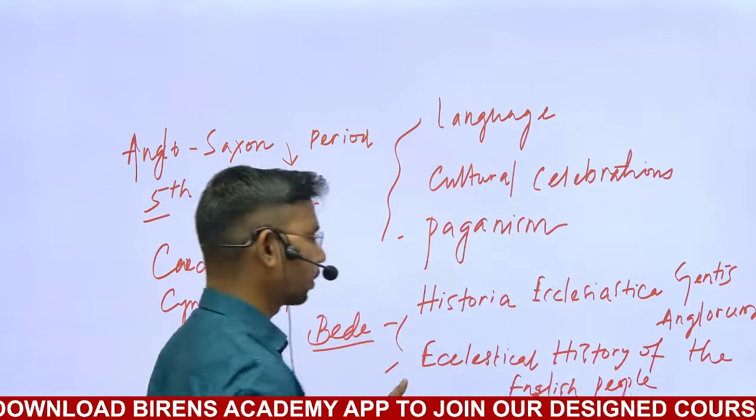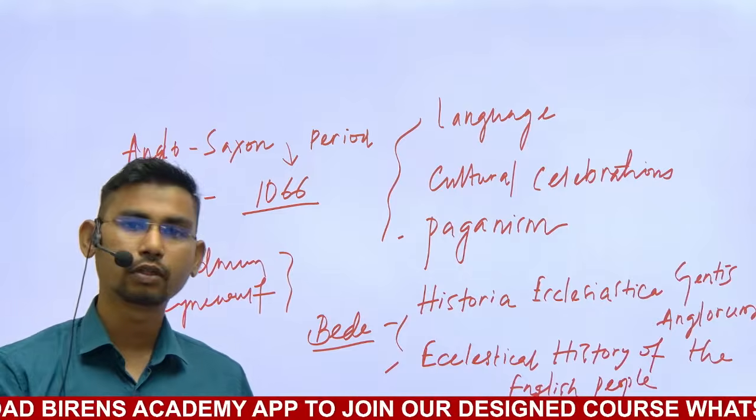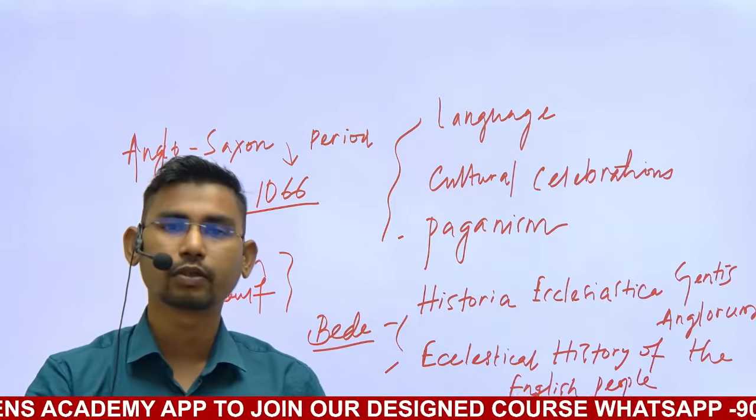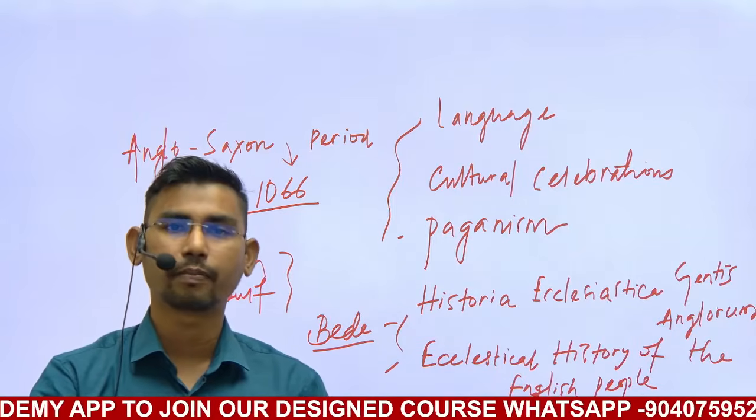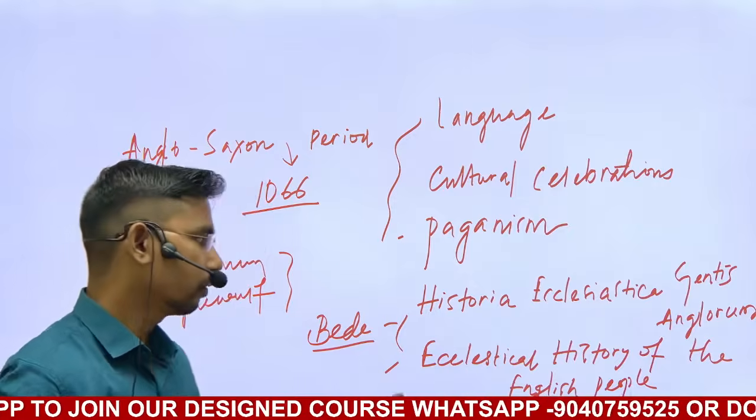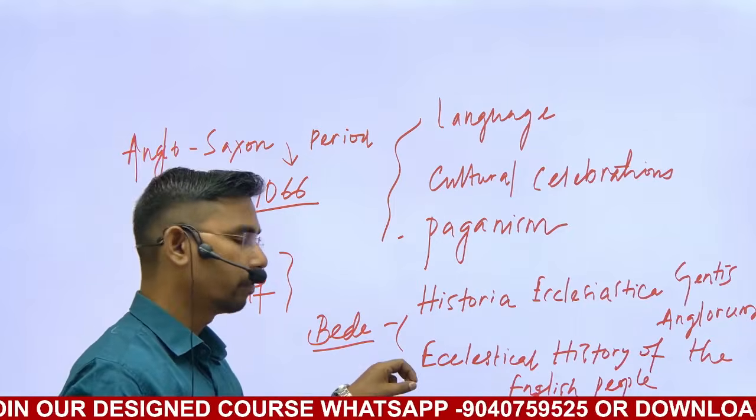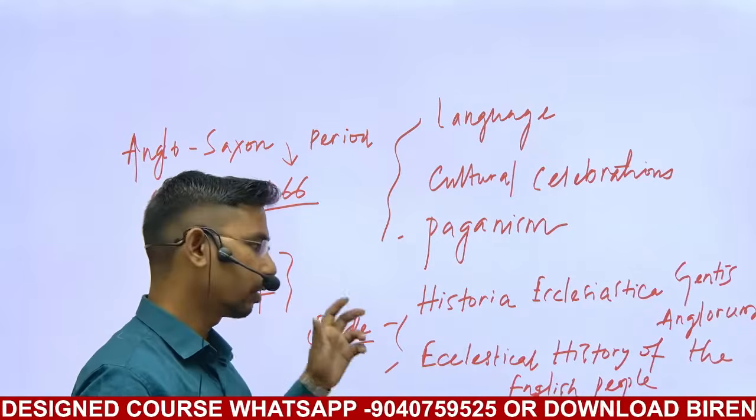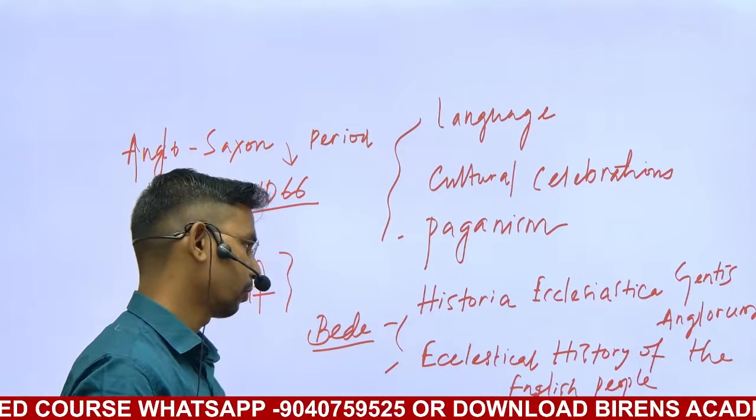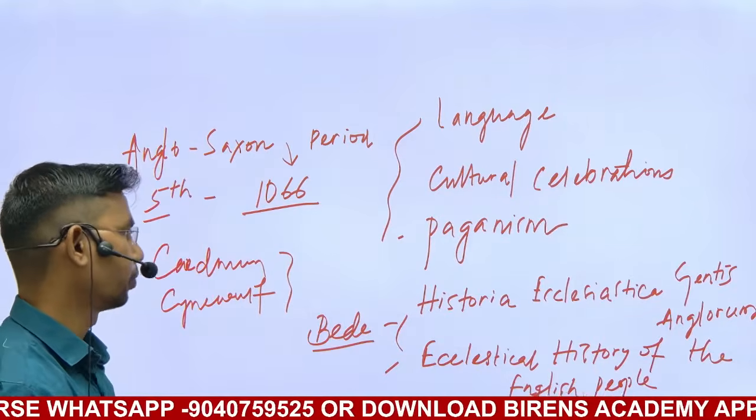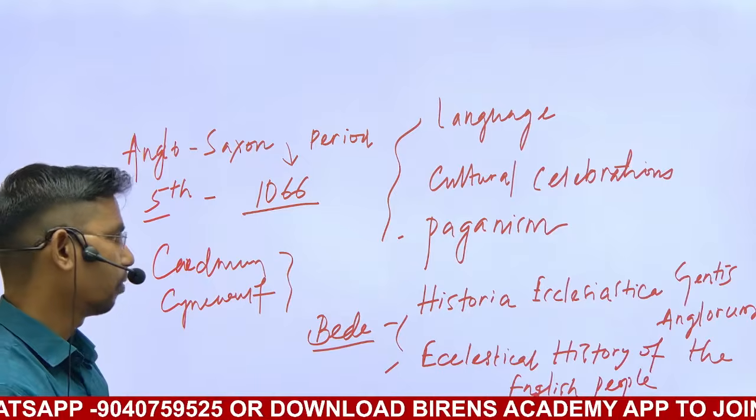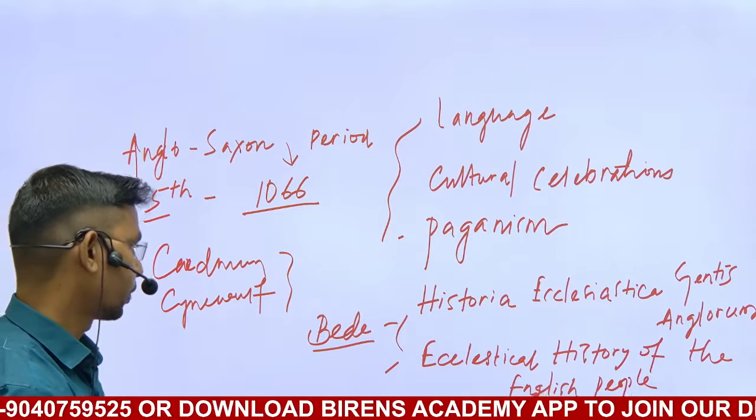Actually, this is the work of art from which we get to know a lot of things about the past events that had happened. This is the record from which we get to know a lot of events that had happened in the past. Ecclesiastical History of the English People, from this we get to know many things. So Bede was the person.